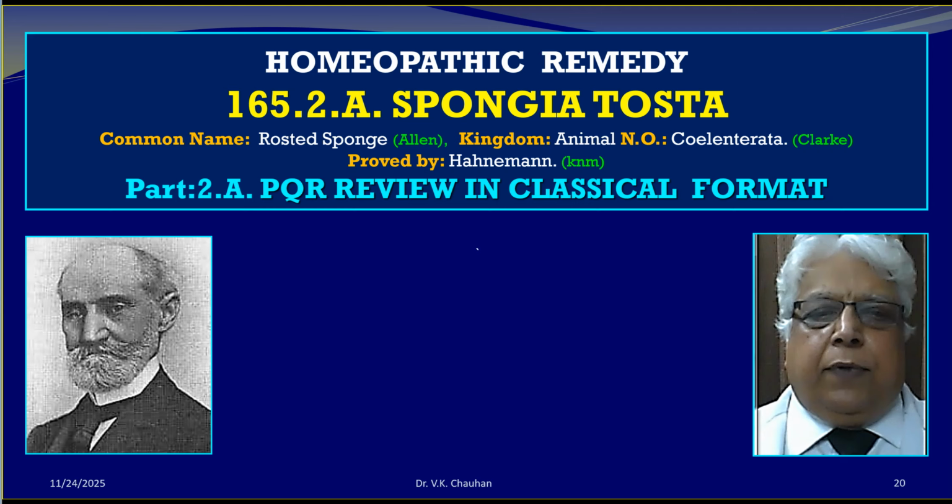Good morning, friends. We have taken up the study of homeopathic remedy Spongia tosta, and we will recall its common name is roasted sponge, belongs to animal kingdom, and its family is Coelenterata. This remedy was proved by Hahnemann, and here we are dealing with part 2A PQR review in classical format.